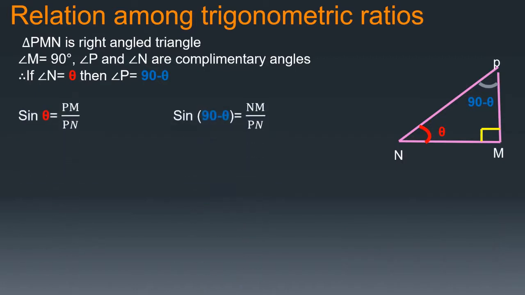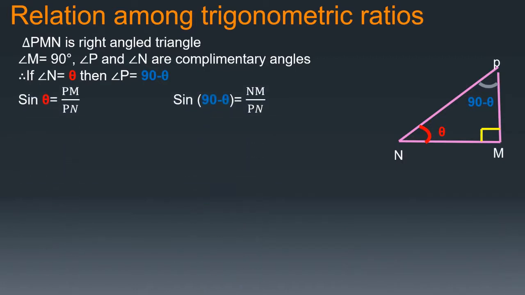Let us begin with the sine ratio. Sine ratio is opposite side upon hypotenuse side. The opposite side for sine theta is Pm and the hypotenuse side will always be Pn. So the ratio of sine theta is Pm upon Pn. Similarly, the ratio of sine 90 minus theta will be Nm upon Pn, as the opposite side of angle 90 minus theta is Nm and the hypotenuse side is Pn. So the ratio of sine 90 minus theta is Nm upon Pn.